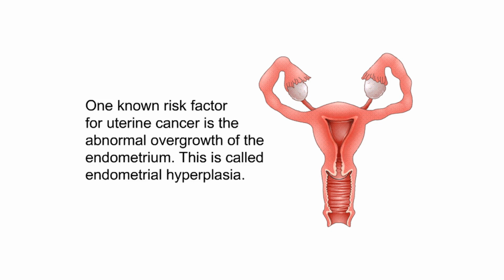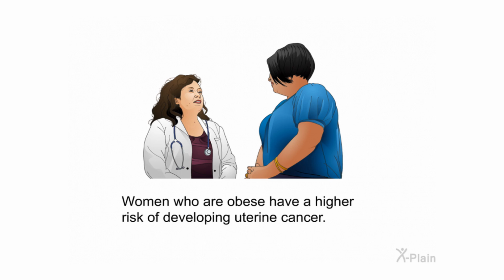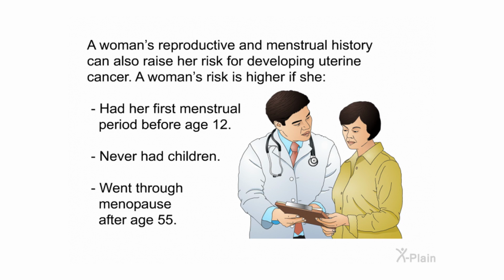One known risk factor for uterine cancer is the abnormal overgrowth of the endometrium. This is called endometrial hyperplasia. Women who are obese have a higher risk of developing uterine cancer. A woman's reproductive and menstrual history can also raise her risk for developing uterine cancer.